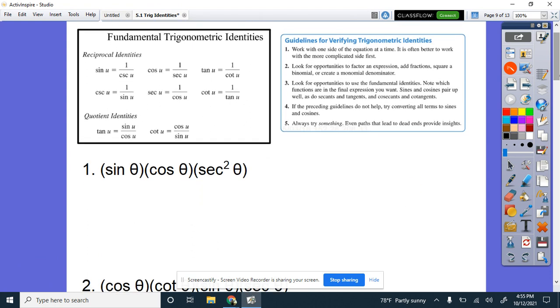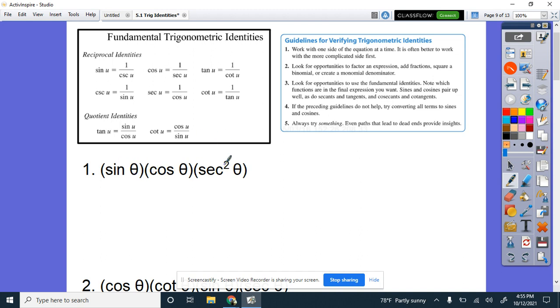So I'll start with question 1 here. I have the worksheet, so take your time and write down this problem: sine theta times cosine theta times secant squared theta. Some of you might be thinking, okay, parentheses means multiply. Yes, that's true. But let's look: sine and cosine, we see those. They're the simplest form, so we can't rewrite them as anything.